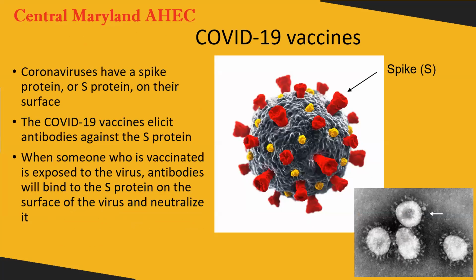COVID-19 vaccines all utilize something called a spike protein, or an S protein for short. Coronaviruses have this S protein on their surface. The COVID vaccines stimulate the immune system to create antibodies specifically against that S protein, and the antibodies can then attack the S protein and kill the virus. When someone who's vaccinated is exposed to the virus, that's exactly what happens. The antibodies bind to that S protein and then the virus is neutralized.